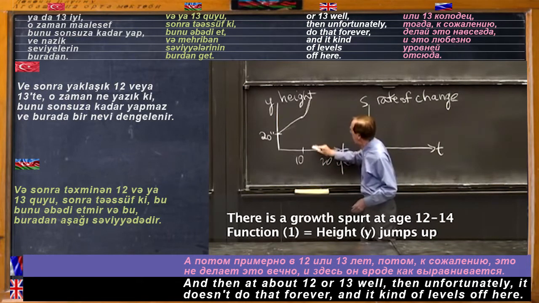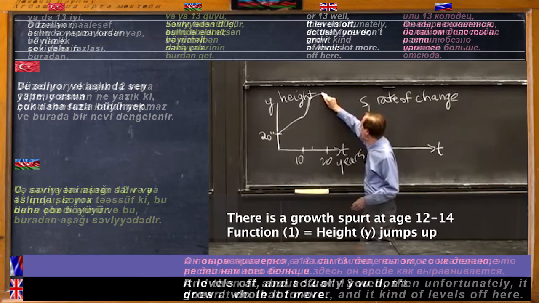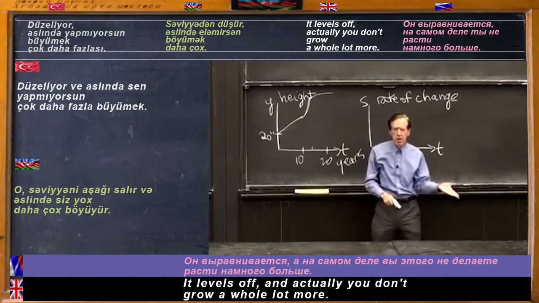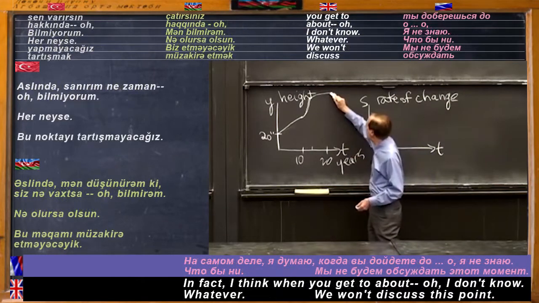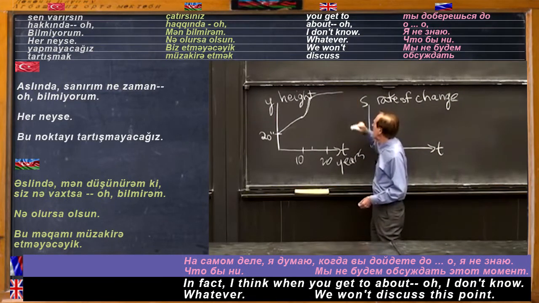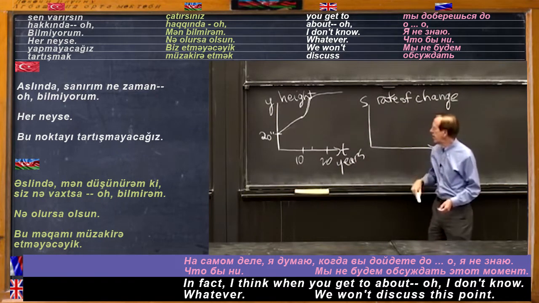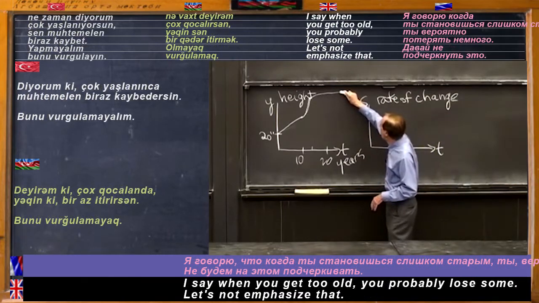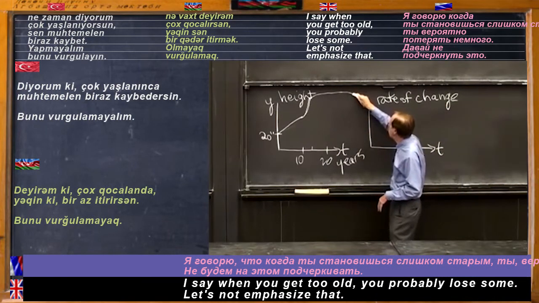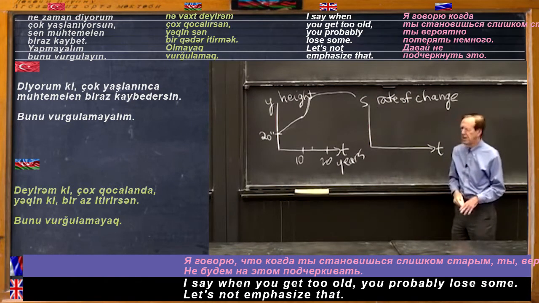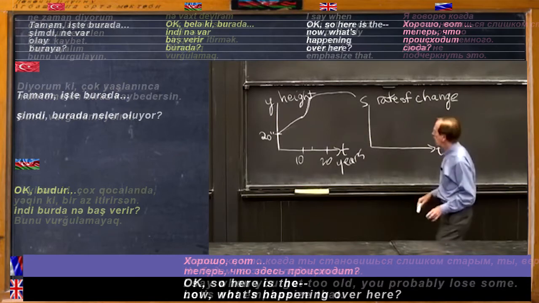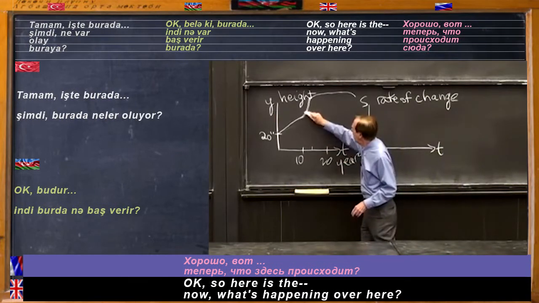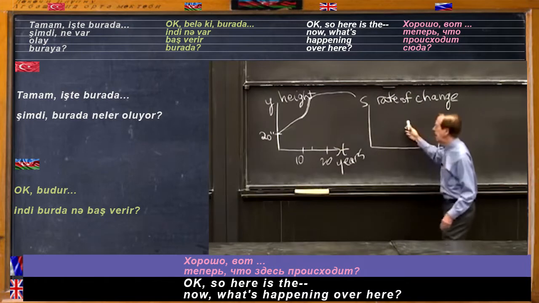And then at about 12 or 13, unfortunately it doesn't do that forever. It kind of levels off here, and actually you don't grow a whole lot more. In fact, I think when you get too old, you probably lose some. Let's not emphasize that. Now what's happening over here?